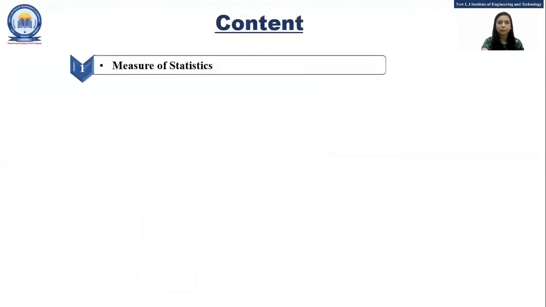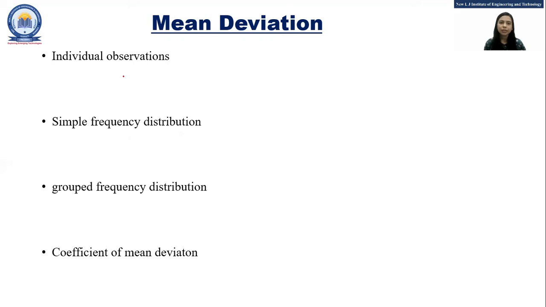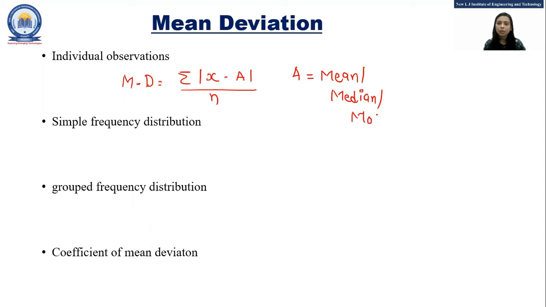So let's get started. For individual observations, mean deviation is given by: mean deviation equals sigma mod x minus a upon small n, where small n is the number of observations and a could be mean, median or mode. If you find the mean deviation about mean, the value of A is the mean. If you are finding the mean deviation about median, the value of A is the median. If you are finding the mean deviation about mode, the value of A is nothing but the value of mode.